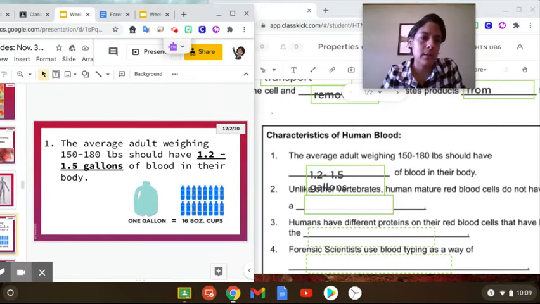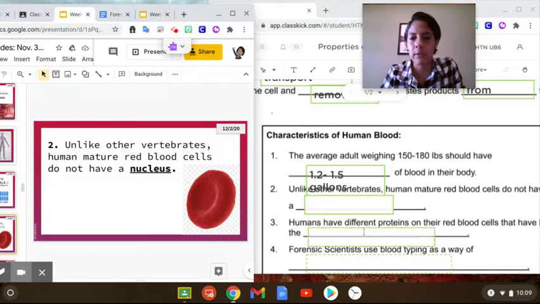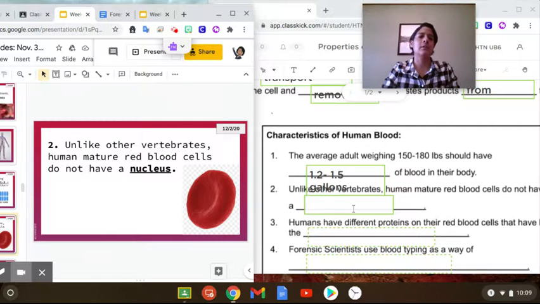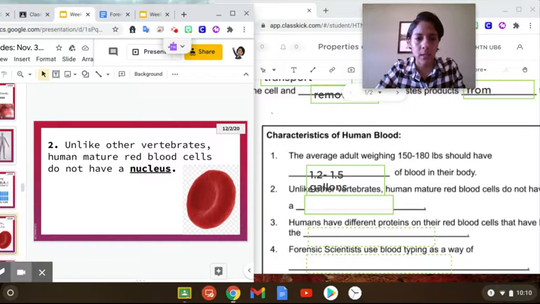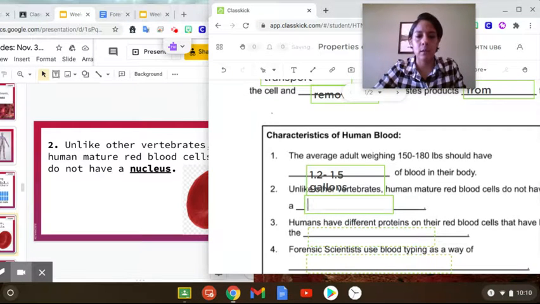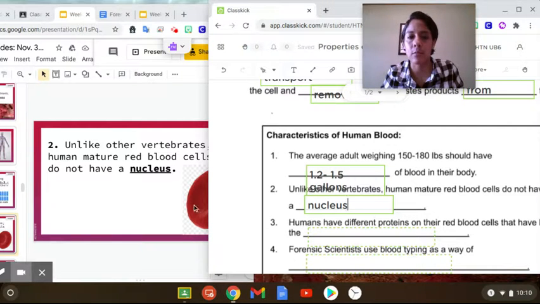All right, and so the next thing we're going to talk about is that unlike other vertebrates, human mature red blood cells do not have a nucleus. Okay, what happened to human red blood cells is that they have evolved to just be the cell full of hemoglobin. That way it can carry the most oxygen.